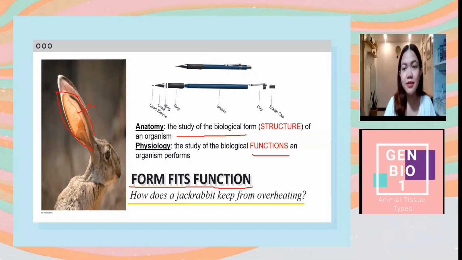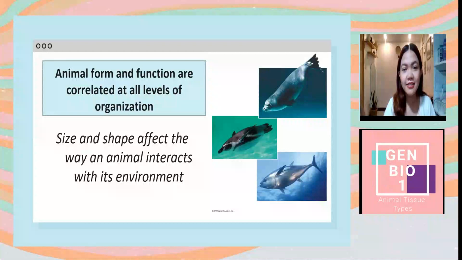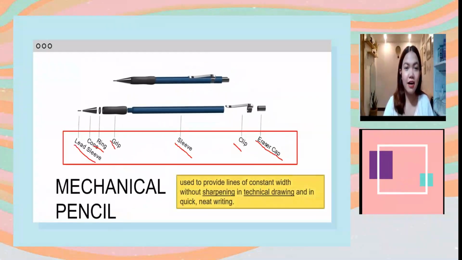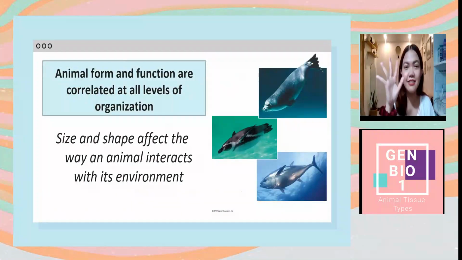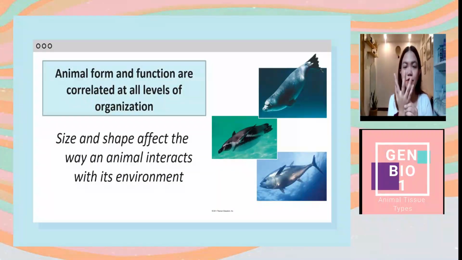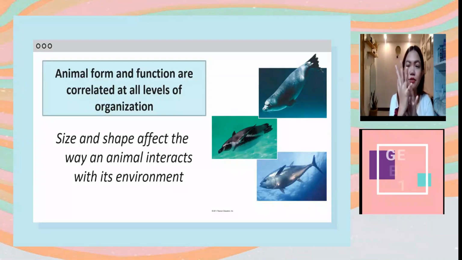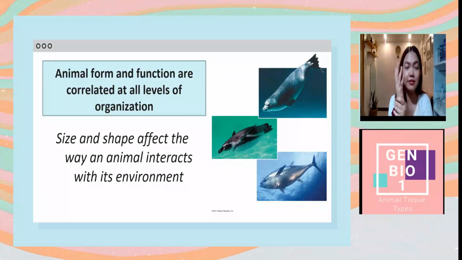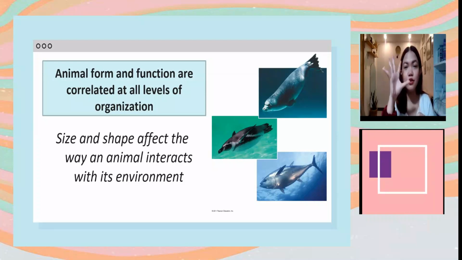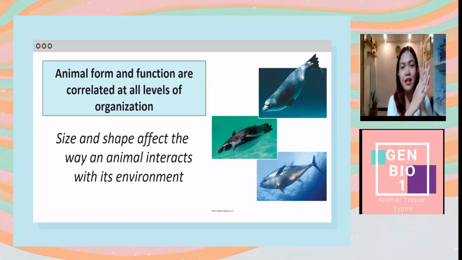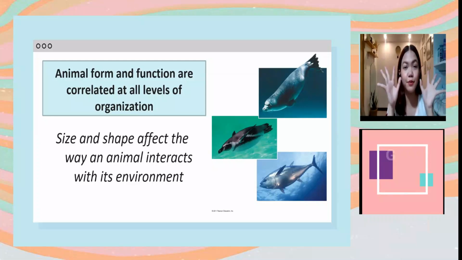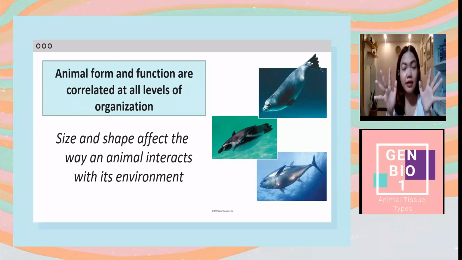Okay? So another example is our hands. Our hands are composed of your muscles, your tendons, your bones. So that is the anatomy. How about the function or the physiology? The physiology is anything that we can do with our hands. For example, if you grip this one, if you punch someone, if you slap, whatever you do with your hands is basically its function.